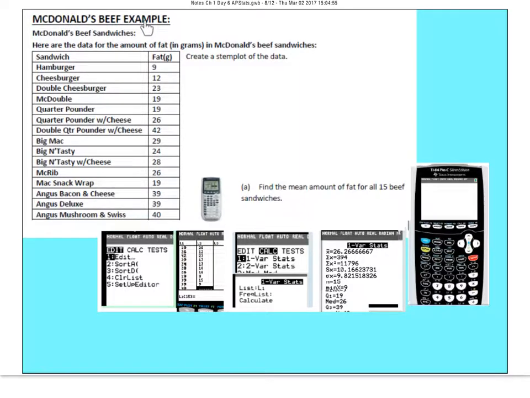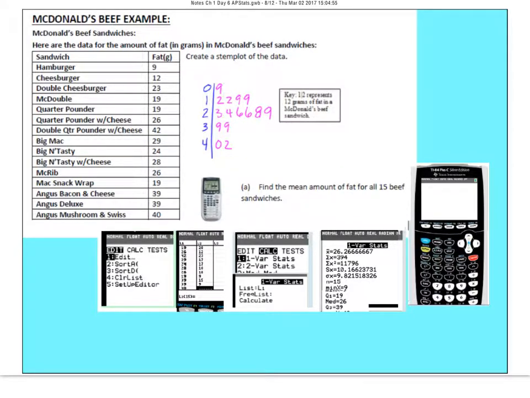McDonald's beef example here, we have data of all of the fat contents in their various beef sandwiches. So from the hamburger all the way to the Angus Deluxe, this is the fat content. They want us here to create a stem plot of the data. So if you take a look at this, there's a nice stem plot that I did. Remember, don't leave any of the stems out, put everything in increasing order, and have a key.